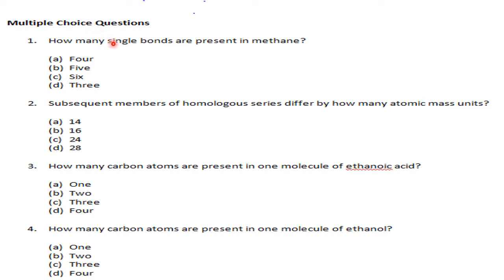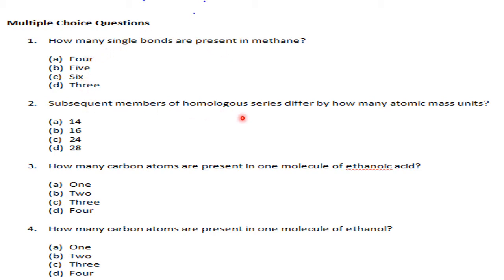How many single bonds are present in methane? Methane, formula CH4, C at the center, around the C, 4 H are there with a single bond. That means how many single bonds are there? So there are 4 single bonds, one CH, second CH, third CH, and the fourth CH. Totally we have 4 single bonds. So A is the correct option.